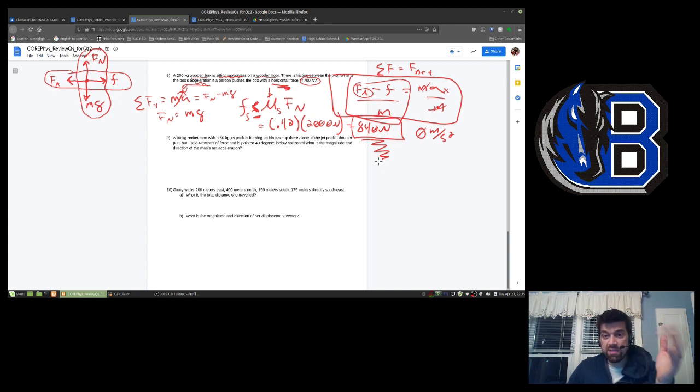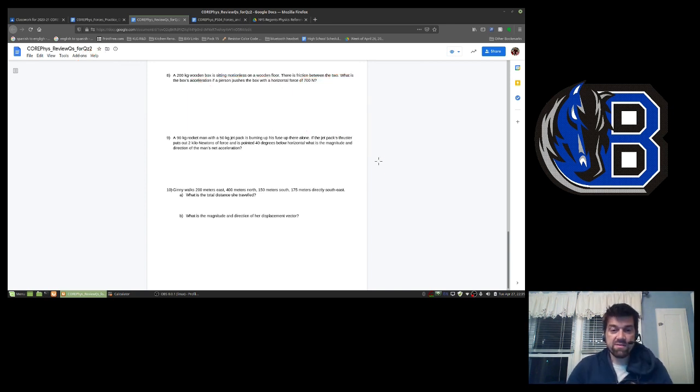Like here, the applied force isn't enough to even budge, so we can save ourselves some grief here. A 90-kilogram rocket man with a 50-kilogram jetpack is burning up his fuse up there alone. Okay, so first things first, let's get a total mass. I don't even know if I'll need it, but let's just do it before I proceed and forget.